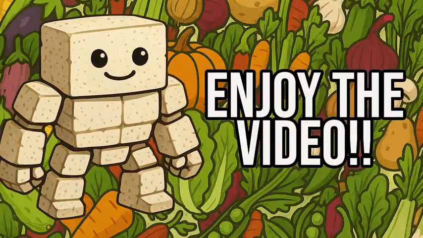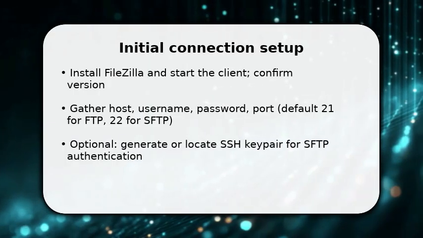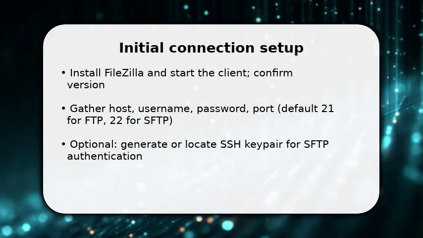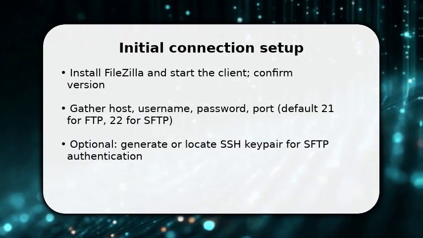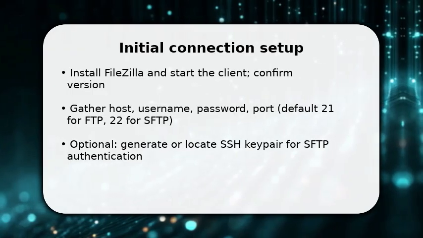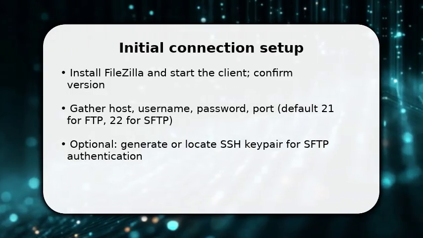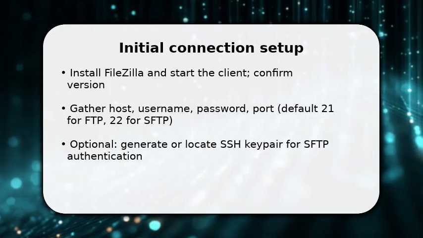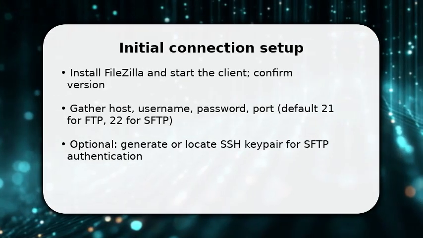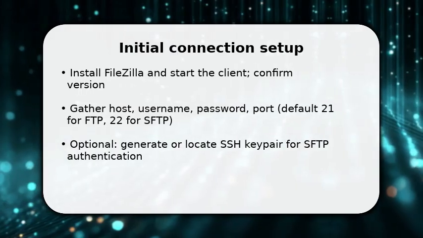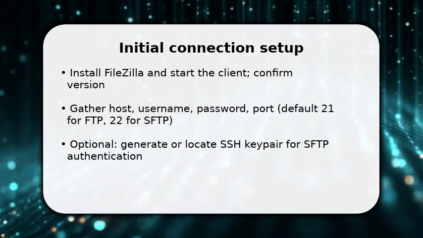Please enjoy the video. You begin by opening FileZilla and choosing Site Manager. This gets you into a controlled connection workflow. Enter the host, username, and port now, and select SFTP if you have an SSH key. This gives encryption. Once done, load your private key or paste credentials and click Connect to test reachability.